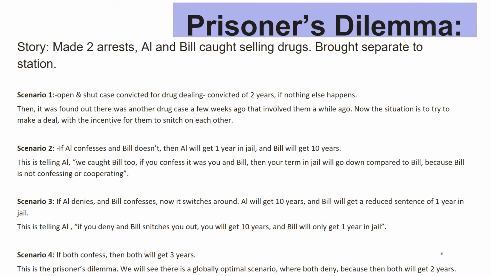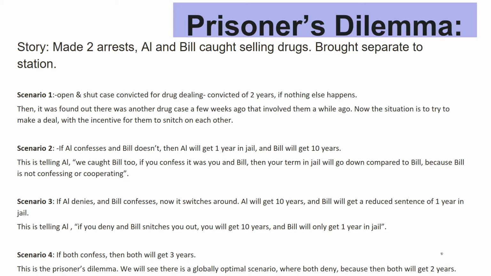Prisoner's dilemma. The scenario is that we arrested Al and Bill for selling drugs. We brought them into the station separately for questioning. Scenario 1 is an open and shut case. If both are convicted, they will receive 2 years in jail if nothing else happens. We then find out that both were involved in a drug deal a little while ago. Now the situation is to try and make a deal, with the incentive for them to snitch on each other.